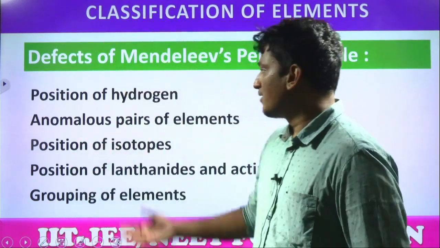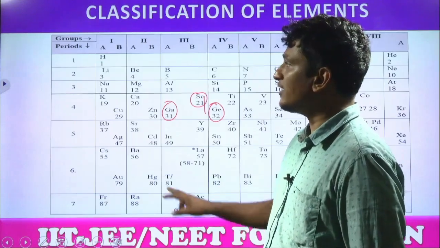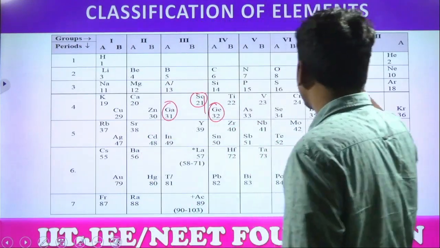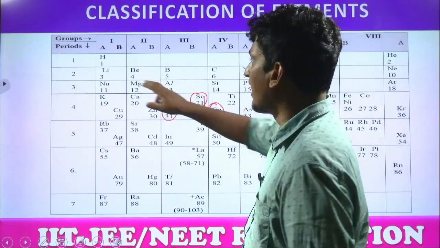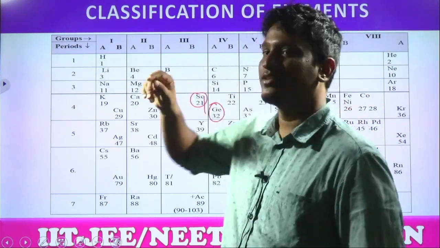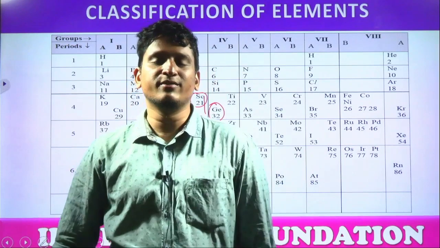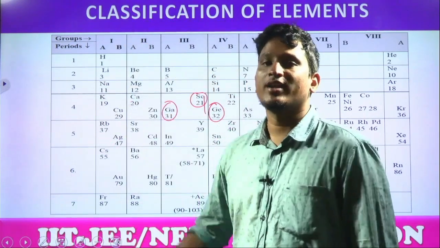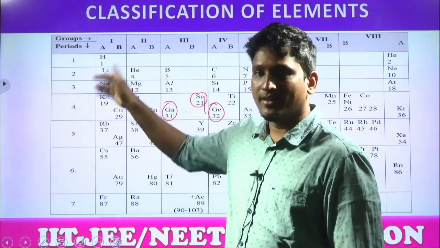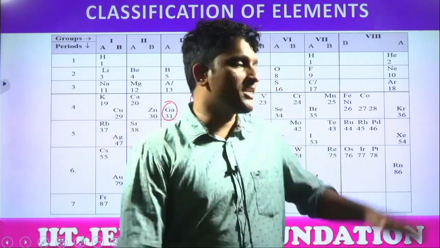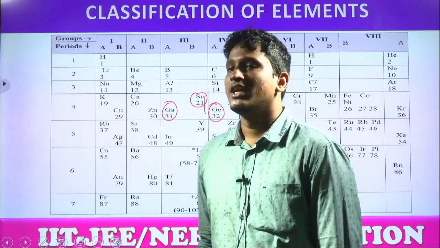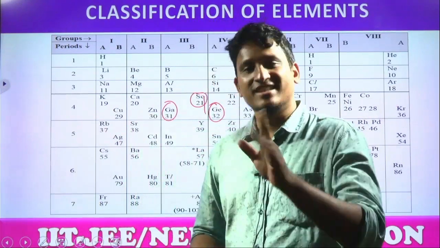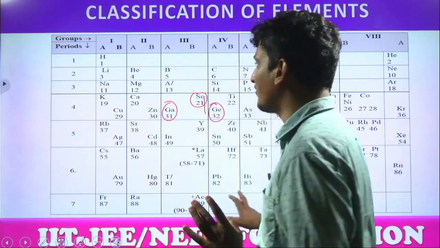That's why. Position of hydrogen. Hydrogen shows chemical reactivity with the first group elements as well as the seventh group elements. You can see hydrogen is placed here and here also. How can one element be given different positions, yes or no? If it is placed only in the seventh group, why not in the first group? If it is placed only in the first group, why not in the seventh group? If it is placed in both groups, why two groups for one element? Understood? This confusion is there. So that's one of the drawbacks.